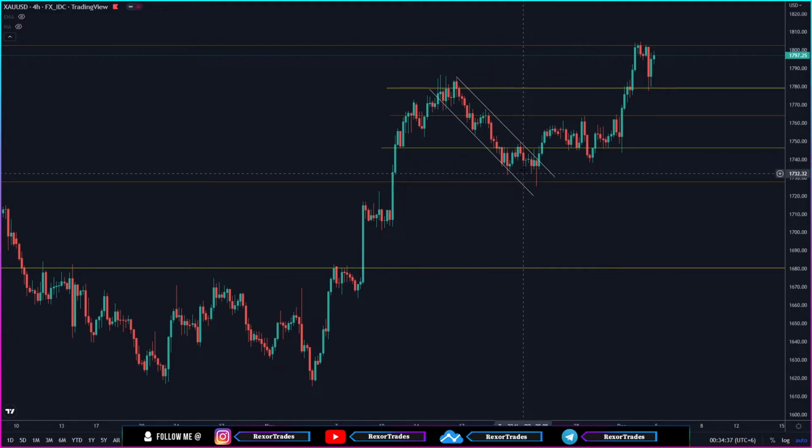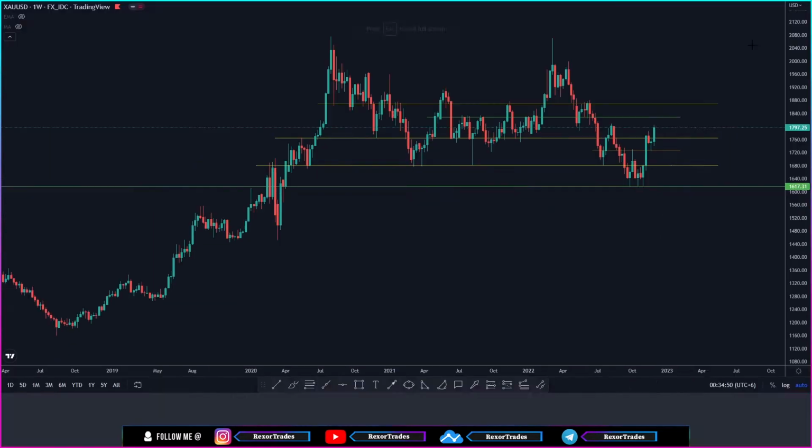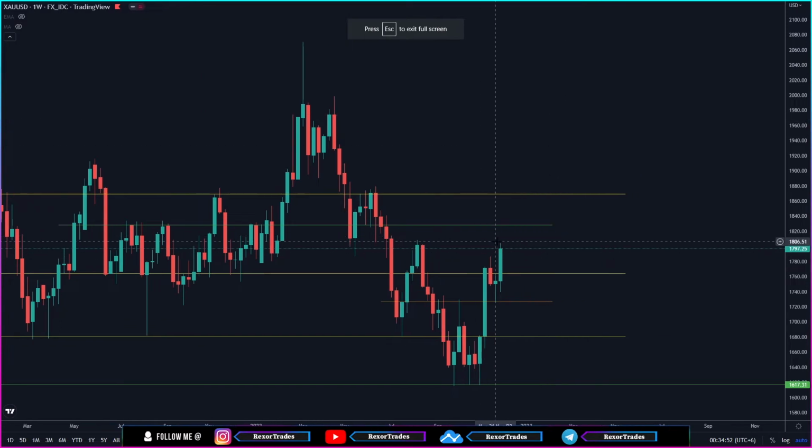As you can see, after this breakout of this downtrend channel, gold started to form these higher lows and then continued pushing up, making a breakout of that previous high and creating this new higher high. So that is exactly what you are seeing currently over here. After creating this higher high, it is currently retesting this previous high over here, where it might face some sort of reaction, some sort of resistance over here.